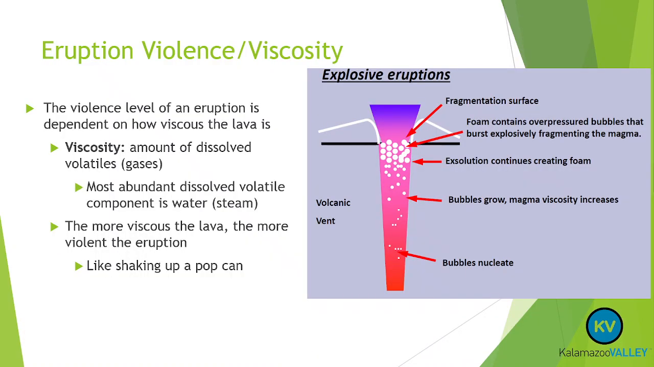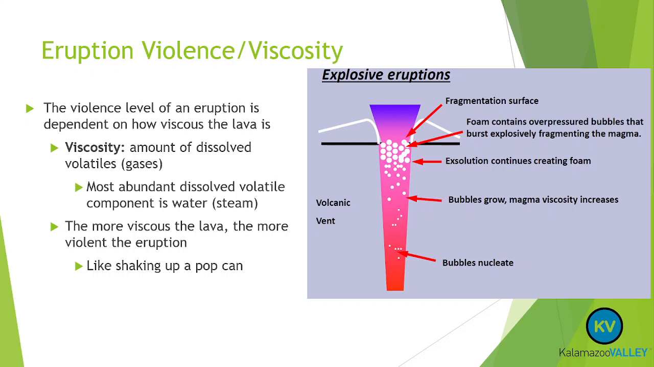And the main determining factor of whether an eruption will be violent, highly violent, or not very violent at all is the viscosity. And the viscosity describes the amount of dissolved volatiles or gases. Most of the time these gases are dissolved water or steam. And the more viscous the lava, the more violent the eruption will be. So the stratovolcanoes and composite volcanoes have a much more violent eruption than the shield volcanoes. And that's because they have a much higher viscosity in their magma or lava.